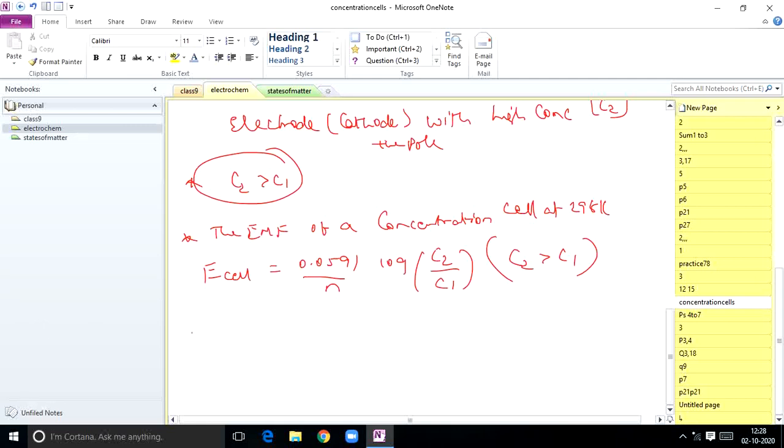So the EMF of the cell will be positive only. So always you know that the EMF of the cell is positive only when C2 is greater than C1.